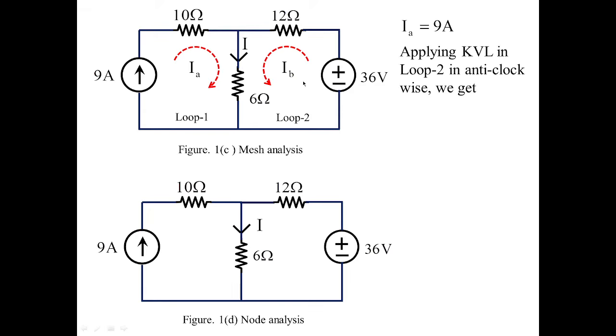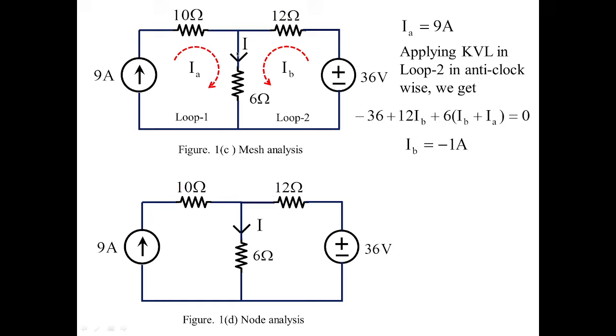Then I am applying KVL to the second loop. So I will start off with minus 36 volts, which is the given voltage. Then 12 into IB, the drop across 12 ohms. Then I have 6, which has the currents IA and IB acting at the same time. So 6 times (IA plus IB) is equal to 0. It is IA plus IB because the direction of the branch current and the loop currents are one and the same, that's why it is plus here. With this I'll get the value of current IB as minus 1 ampere.